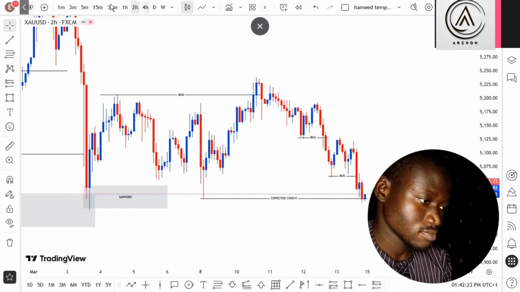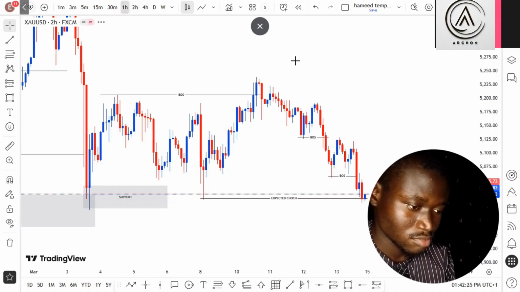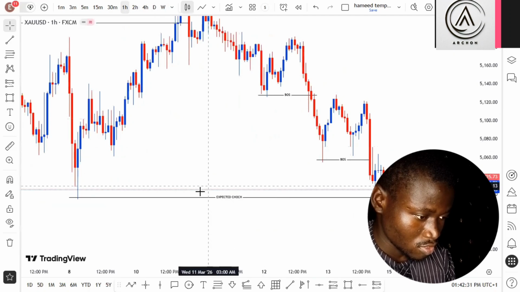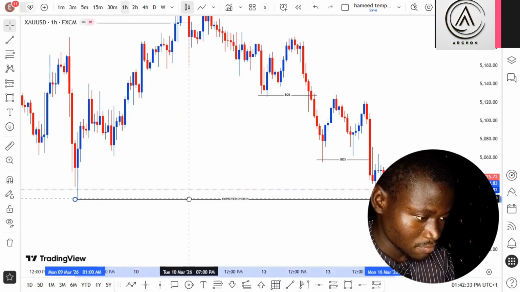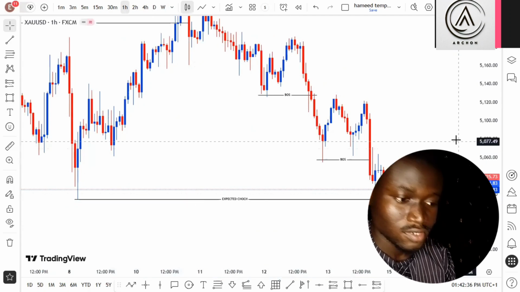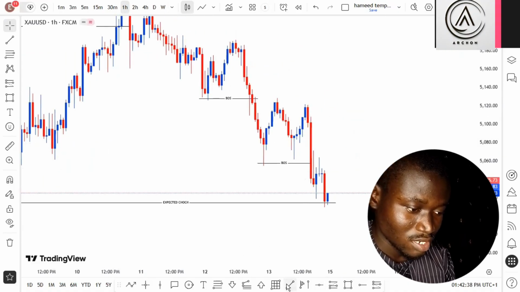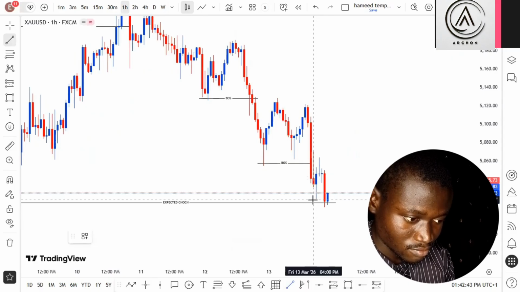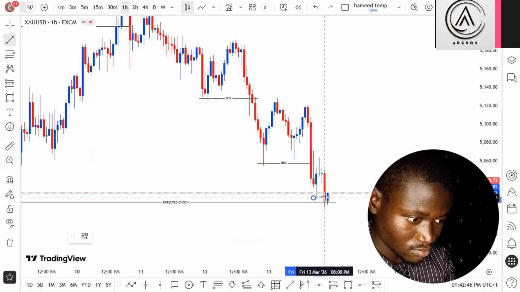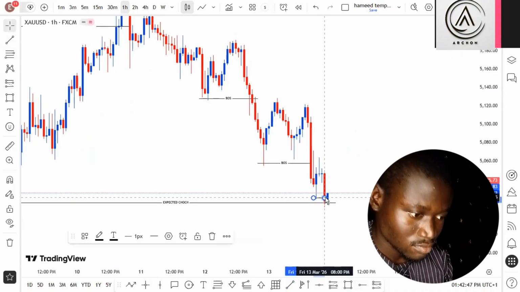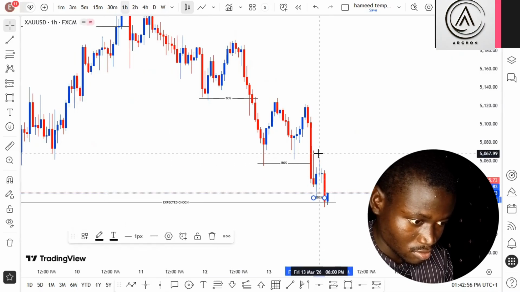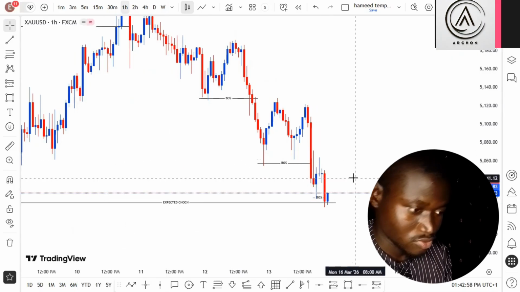So let's go to 1 hour. Maybe we can see this more clearly there. So here on 1 hour, this is our expected change of character. And we now have another last low here. This is our low. Sorry, our break of structure. And this is another origin of the break of structure.